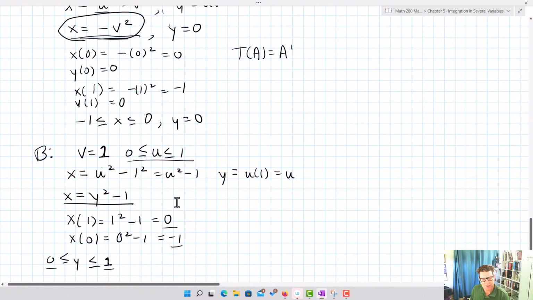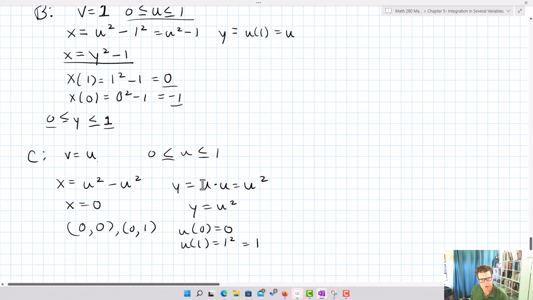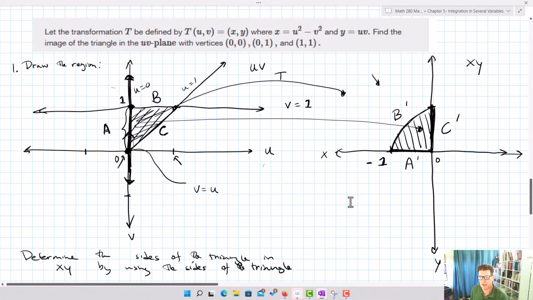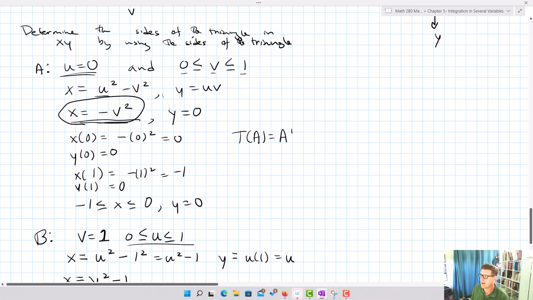Okay, and then it was just simply a matter of plugging those parametrizations into the equations for x and y. Once we've done that, that actually gives me my transformation. All right, I'm going to do another example right now.